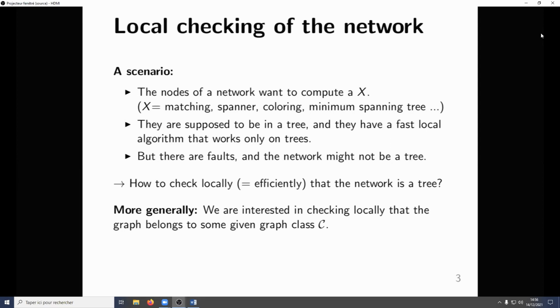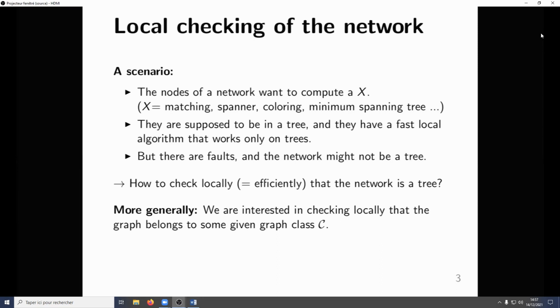Maybe there has been some faults. Maybe the network is slightly dynamic and it shouldn't be, or something else. And now maybe this fast algorithm that you have for matching, maybe it does not terminate if the network is not a tree. Okay, so that would be very bad. So you start your algorithm and it never terminates because the network is not a tree. So what we would like to have is a way to check that the network is a tree. We would like the nodes to be able to check that the network is a tree. And we would like to do this efficiently because most probably the network is a tree. So you don't want to invest too much memory, too much time, etc. in this checking because most probably it's useless.